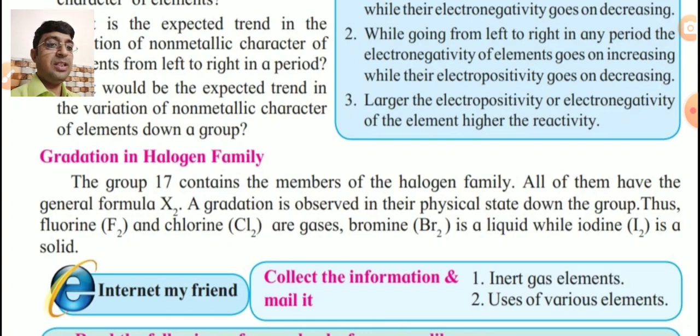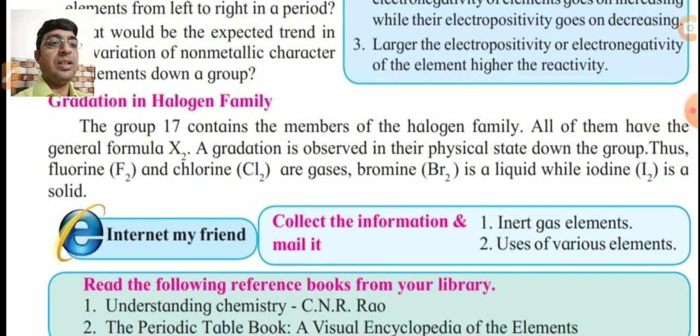A gradation is observed in their physical state down the group. Which physical state? Check there. Fluorine and chlorine are gaseous in state. Bromine is in liquid state while iodine is in solid state. So this is a variation or gradation observed in the physical state of these halogen family elements. So in this way, this lesson is over.